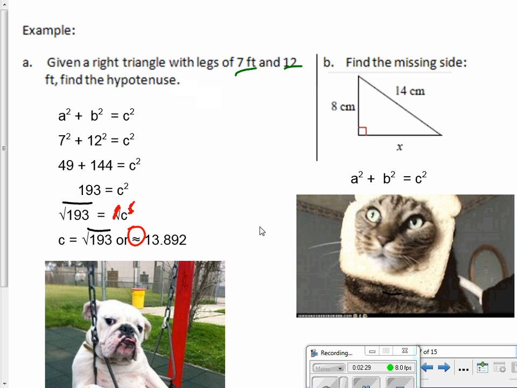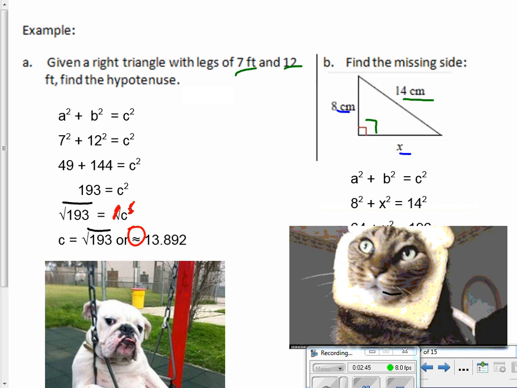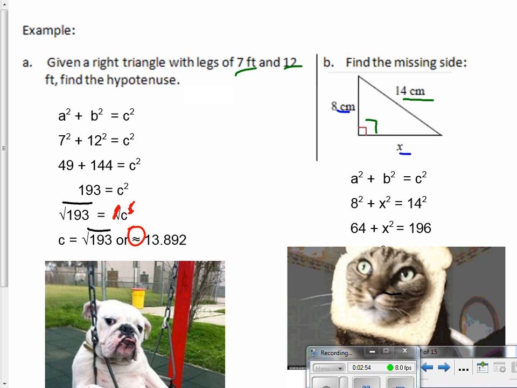Find the missing side. Now again, we have a right triangle. Here's our right angle. The one across from it is going to be the hypotenuse. So 8 and x are going to be our legs, our a and our b value. So when we plug everything into our Pythagorean theorem, we would get 8 squared plus x squared equals 14 squared. Now again, just like before, we need to simplify everything. 8 squared becomes 64, x squared stays as x squared, and 14 squared becomes 196.